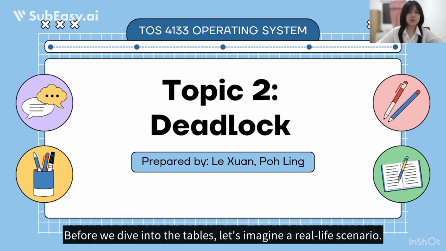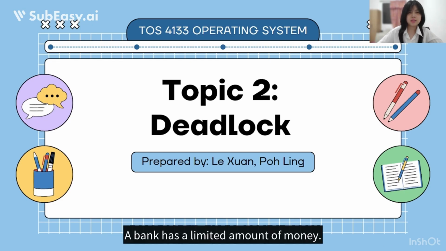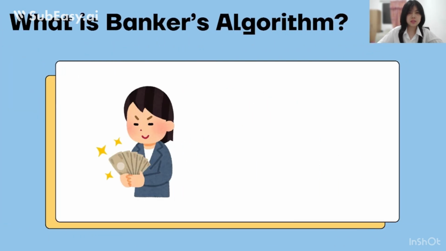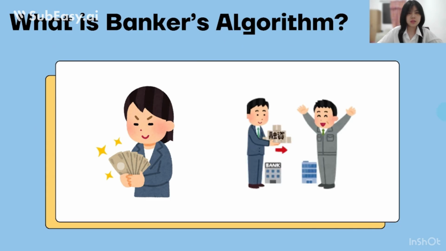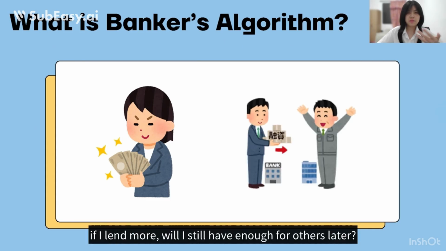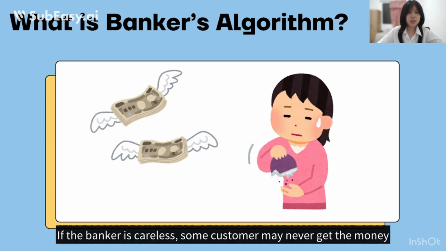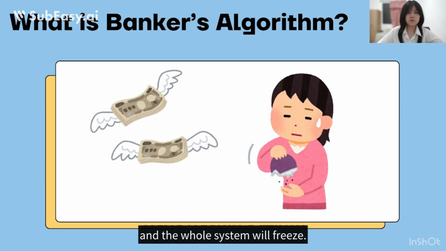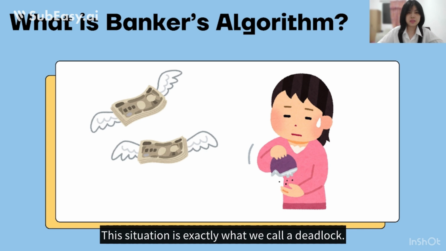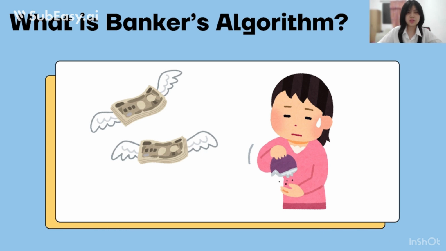Before we dive into the tables, let's imagine a real-life scenario. A bank has a limited amount of money. Customers can borrow money, but the banker must always check: if I lend more, will I still have enough for others later? If the banker is careless, some customer may never get the money and the whole system will freeze. This situation is exactly what we call a deadlock.